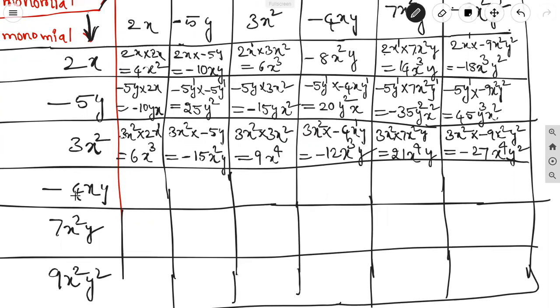Next, minus 4 2s are minus 8, x power 1, x power 1, x power 2, y. Minus into minus plus, 5 4s are 20, x y power 1, y power 1, y square. Minus 4 into 3, minus 12, x power 1, x power 2, 1 plus 2, 3, y. Minus into minus plus, 4 4s are 16, x to the power of 1 plus 1, 2, y to the power of 1 plus 1, 2.